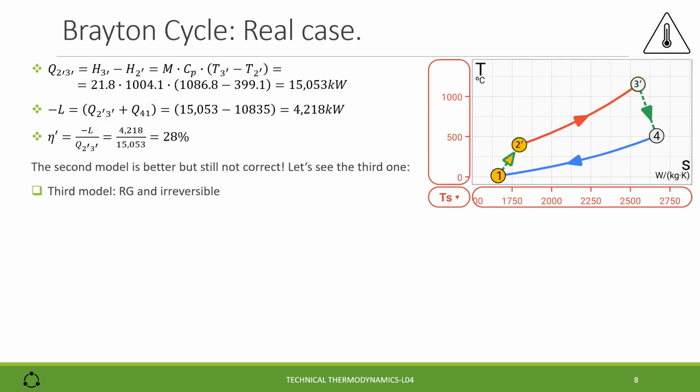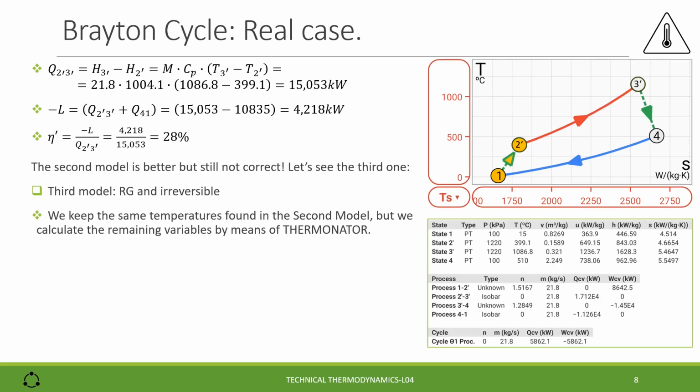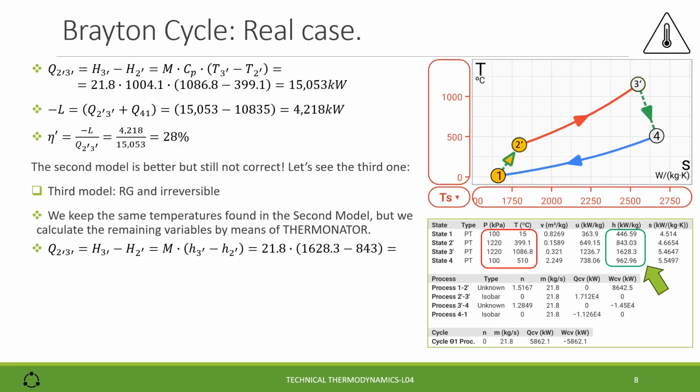The second model is actually better but still not correct. Let's see the third one, also real gas and irreversible. We keep the same temperatures found in the second model, but we calculate the remaining variables by using the application Thermonator. The found values of the enthalpies are displayed in green in the table right aside. Q2 prime 3 prime equals 17,120 kilowatt, something different from the result above.